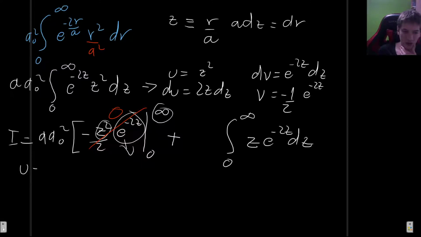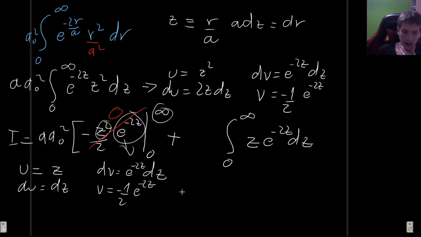So u will just be z, du will be dz, dv will be e to the minus 2z. This is the same as before. And then v is just going to be minus 1/2 e to the minus 2z. So when we put this into the integral, the first part will be z times this right here. But just as before, this will be 0, because at infinity, the exponential goes to 0, and at 0, this will be 0. So we are only left with the second integral, which is minus this times this, but once again there's minus minus, so you get plus 1/2 integral from 0 to infinity of e to the minus 2z dz.